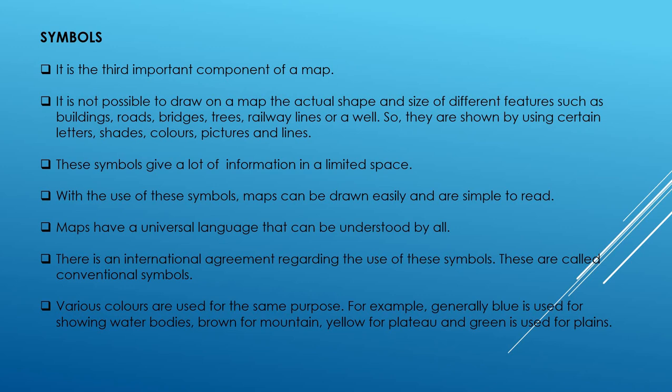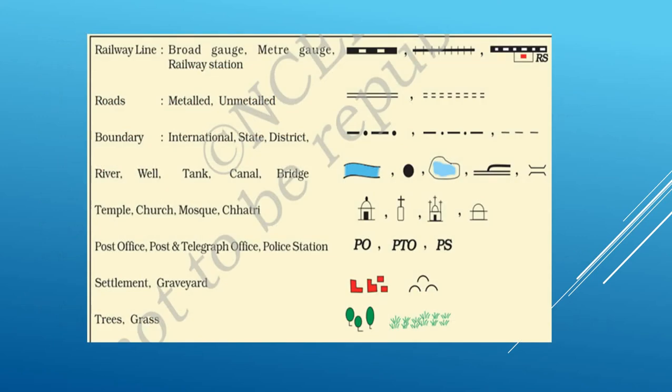So I told you about conventional symbols, right? You can see here this is the international agreement regarding the use of symbols. So I'll show you the conventional symbols. Again, I have taken this diagram from the NCERT textbook. You can see railway lines are of different types like broad gauge, meter gauge, and the railway station. So this is the broad gauge symbol, this is the meter gauge symbol, and this is the railway station symbol.